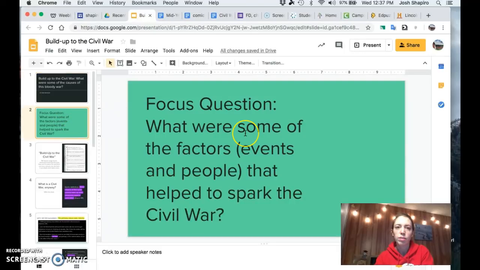So a focus question that you are going to have to answer at the end of this, and you're also going to have to think about, in your opinion, what were some of the biggest compromises and causes that led to the Civil War. Your focus question is, what are some of the factors, like events and people, that helped to spark the Civil War? You don't have to write that down, but just be aware that's what you're going to be asked about later on.